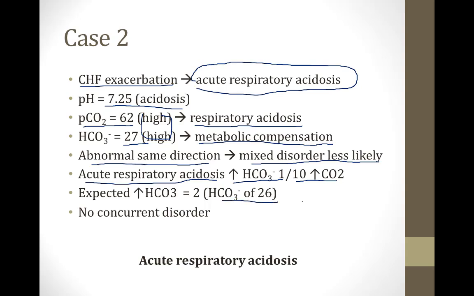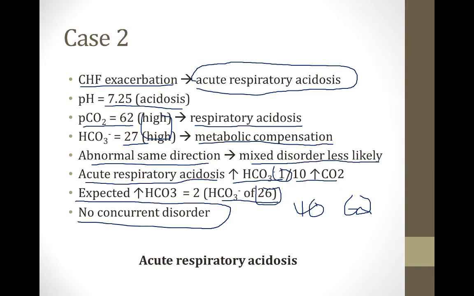Our PCO2 has gone from 40, which is normal, up to 62. So that's an increase of about 20. Therefore, we expect a 2 increase in the bicarb. So the bicarb should go from 24 to about 26. And it's 27, so it's very close. So we can conclude that there is no concurrent disorder.